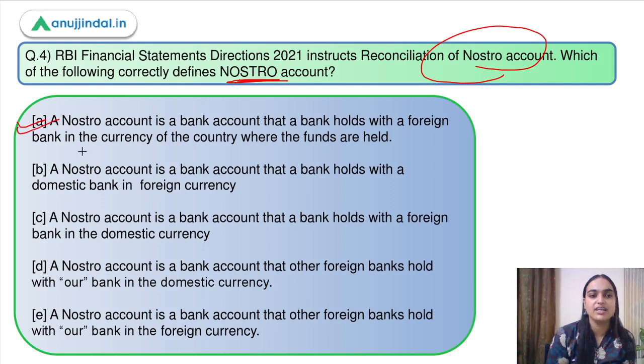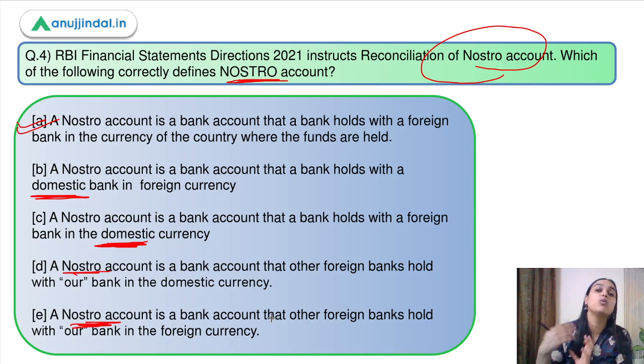Why the remaining are incorrect. The next one says it's an account that a bank holds with a domestic bank in foreign currency. No, it is with a foreign bank in that very country. A nostro account is a bank account that a bank holds with a foreign bank in domestic currency. No, foreign currency. Then a nostro account is a bank account that foreign banks hold with our bank in domestic currency. No, a similar thing is in the last option. So that type of account is a vostro account. Okay, so this was the answer.